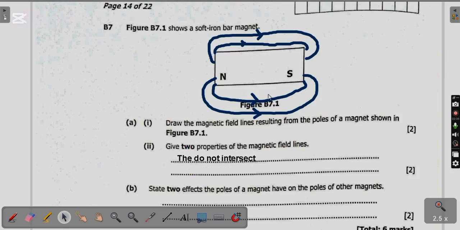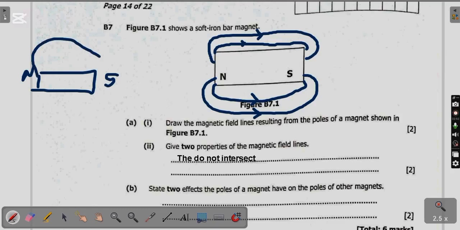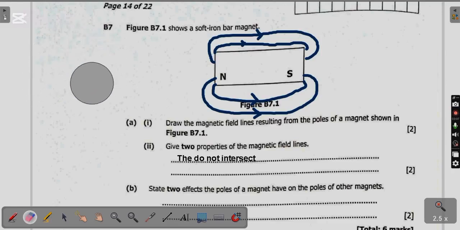What I mean by not intersecting is that when you are drawing your magnetic field lines, in case you have something like this, and this is your north and this is your south, if you're showing a magnetic field line like this, you cannot come up and just show another one like that. So they do not form intersections. They do not intersect.